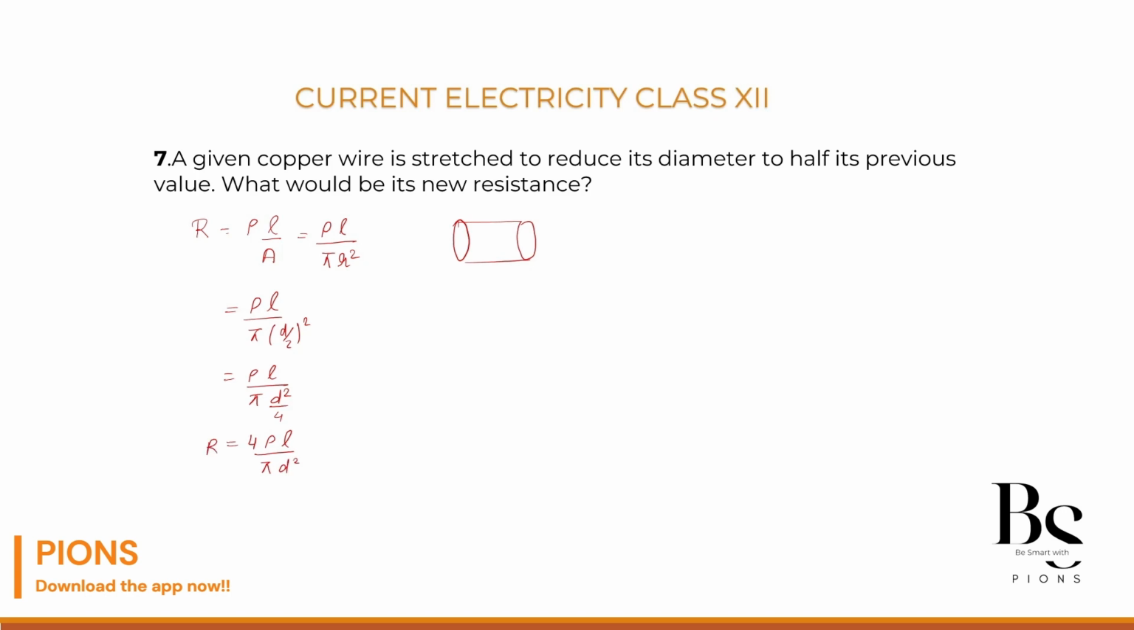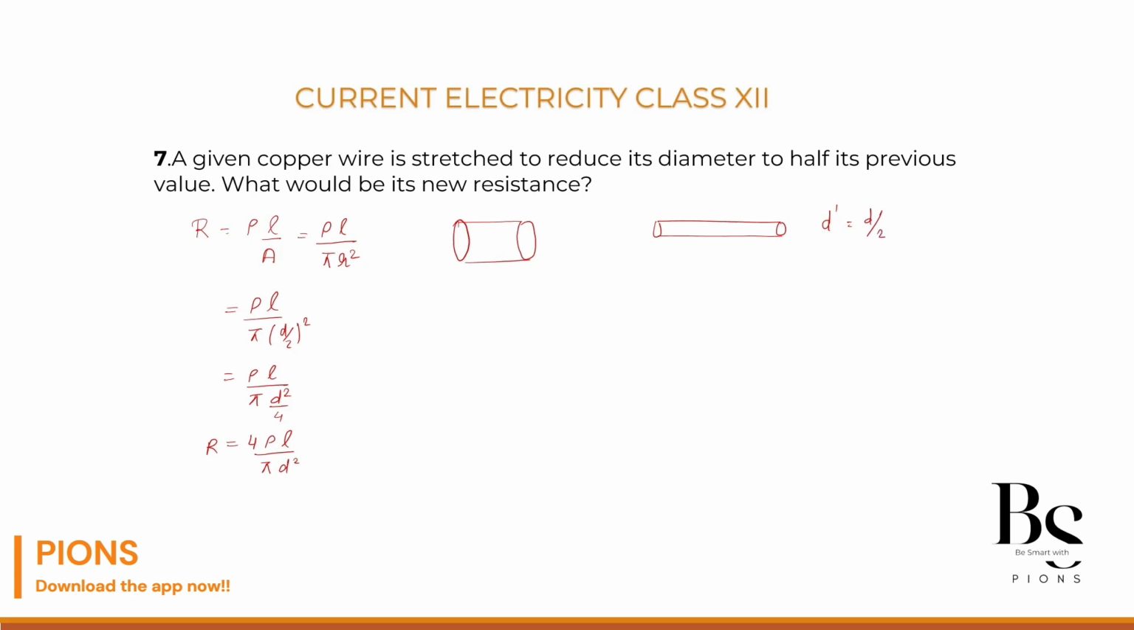Now they are saying a given copper wire is stretched to reduce its diameter to half of its value. So now the new wire, the diameter is reducing, which means you are stretching it. Now what is the new diameter? Let's say d dash, and d dash will be equal to d by 2, correct?